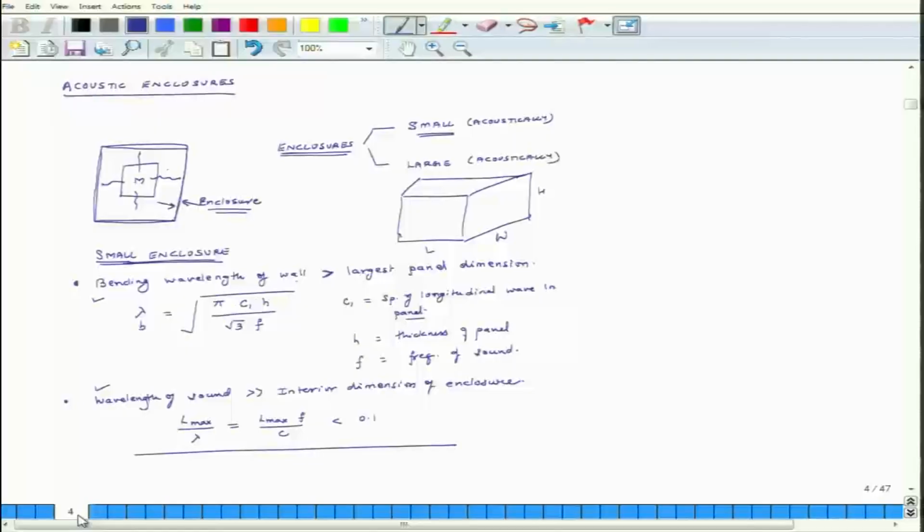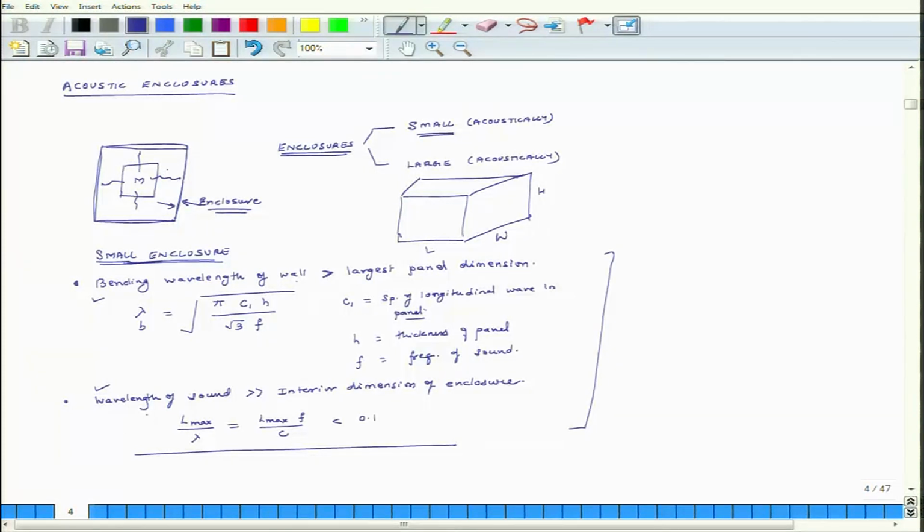So, we had said that an acoustical enclosure is small if it meets two conditions. The first condition is that the bending wavelength of the wall of the enclosure should be more than the largest panel dimension. If we wanted to compute the bending wavelength of the wall, especially if it has uniform thickness and is made of homogeneous material, then that is lambda b, and that equals square root of pi times C1h divided by root 3 times frequency.